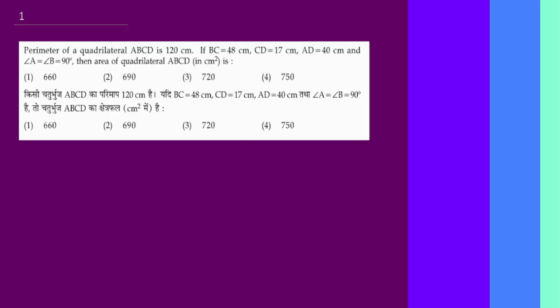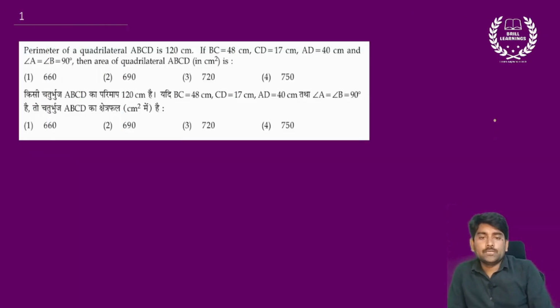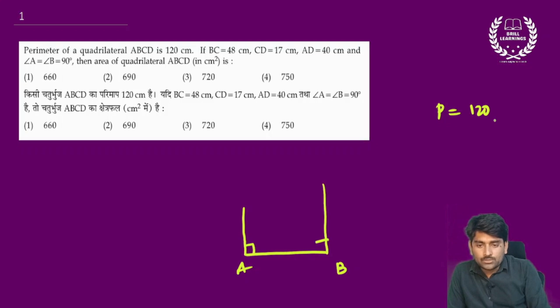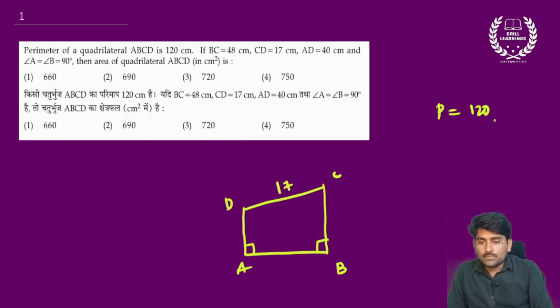Let's get started. Perimeter of a quadrilateral ABCD is 120. Here perimeter is given as 120 centimeter. Draw a quadrilateral first. A, B. Angle at A and B should be 90 degrees. Okay, so here it is 90, here also it should be 90 only. And CD, if I join CD, this value is 17, this they haven't given. So AD is 40 and BC is 48.